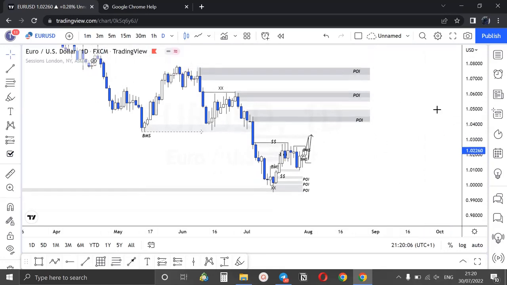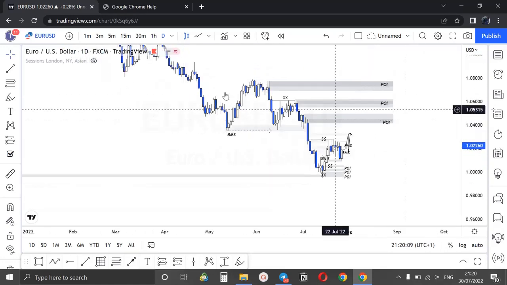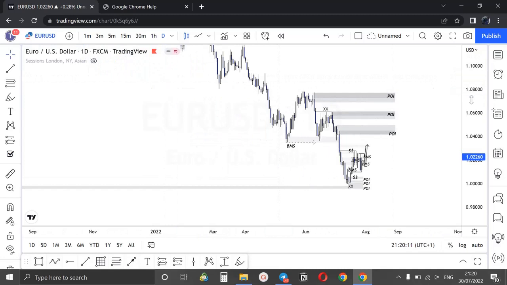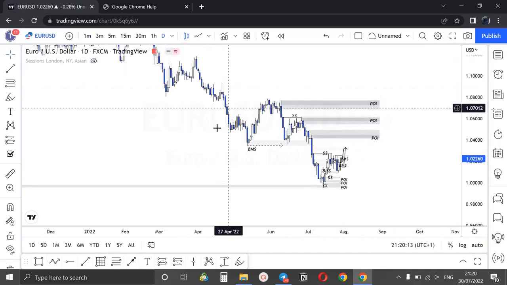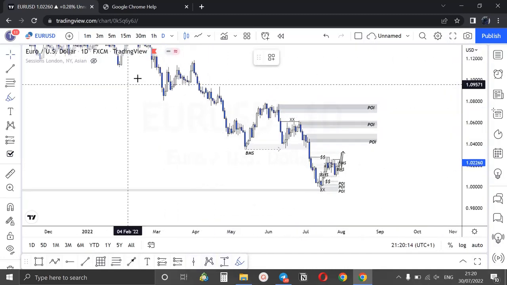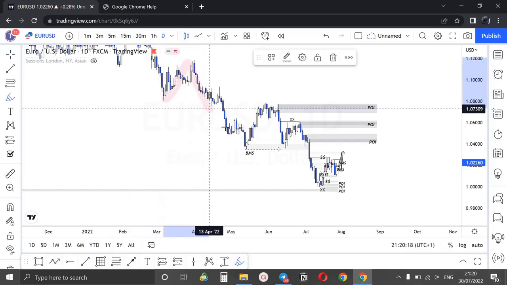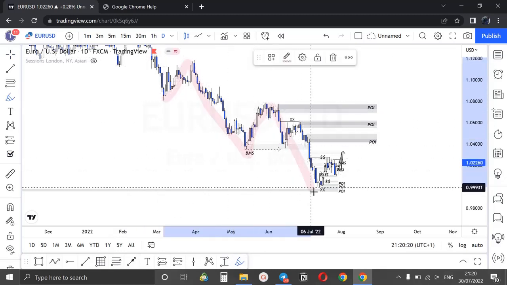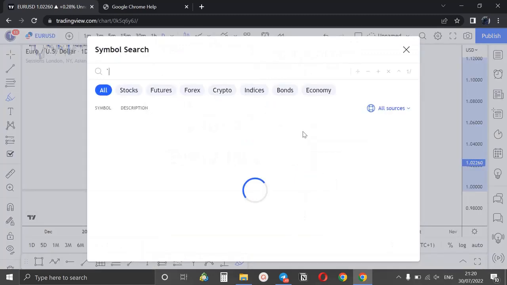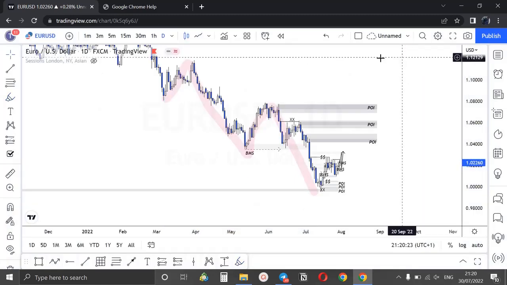On EU, the same stuff, right? What's the order flow from the daily? You can see a very, very strong bearish order flow, right? Lower low, lower high, right? So they have created a lower low.